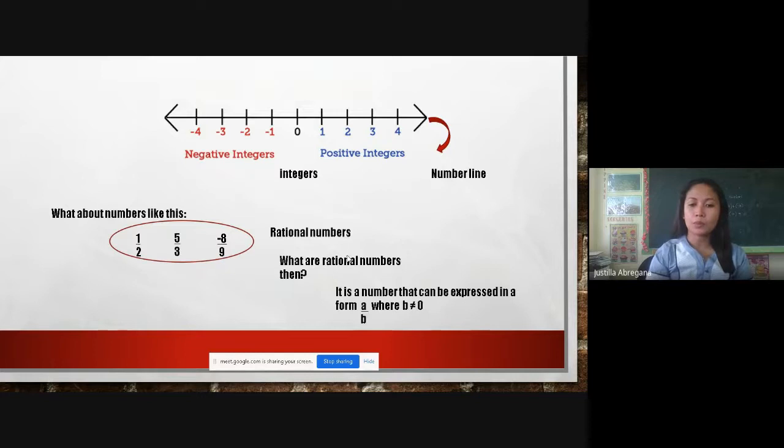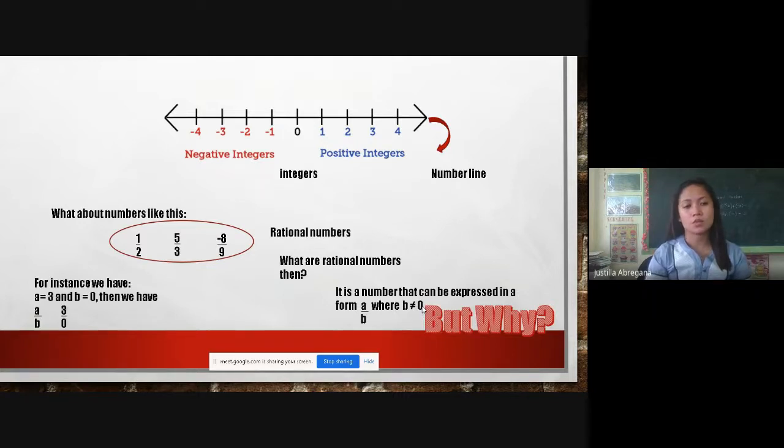What are rational numbers? It is a number that can be expressed in the form a over b, where b is not equal to 0. In this definition, a represents the numerator and b is the denominator. So our restriction here is that b should not be equal to 0. But why?